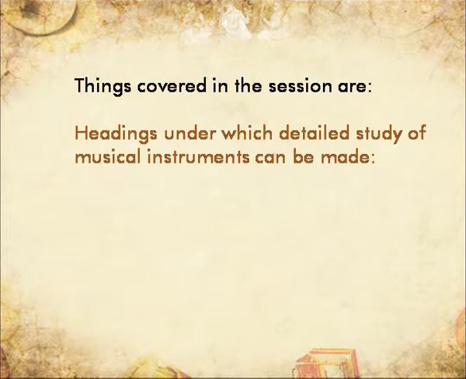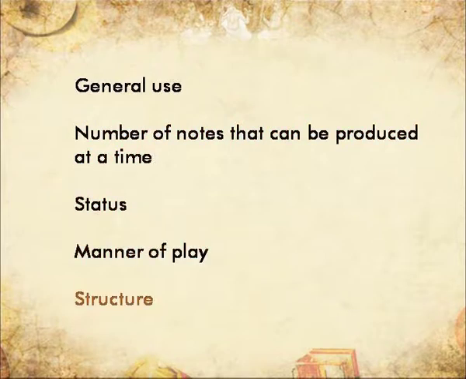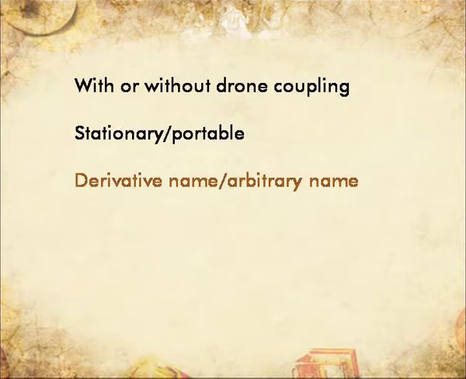Headings under which a detailed study of musical instruments can be made: compass, general use, number of notes that can be produced at a time, status, manner of play, structure, with or without drone coupling, stationary or portable, derivative name or arbitrary name, posture of play.